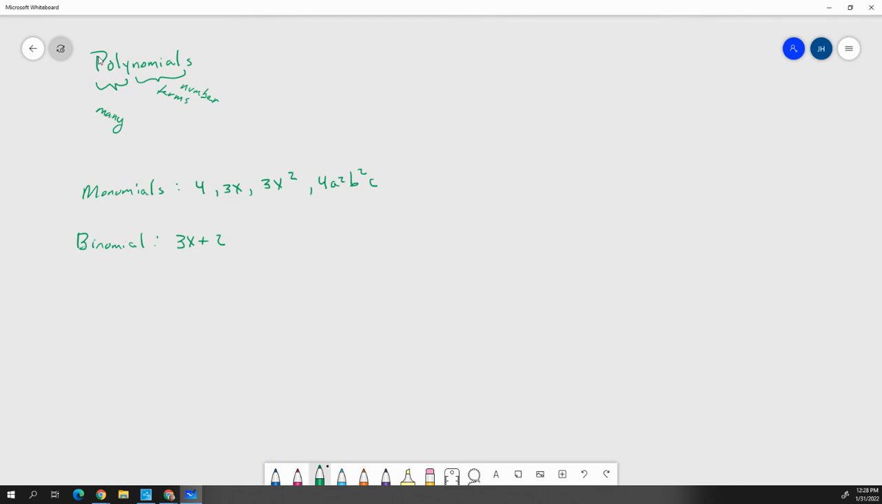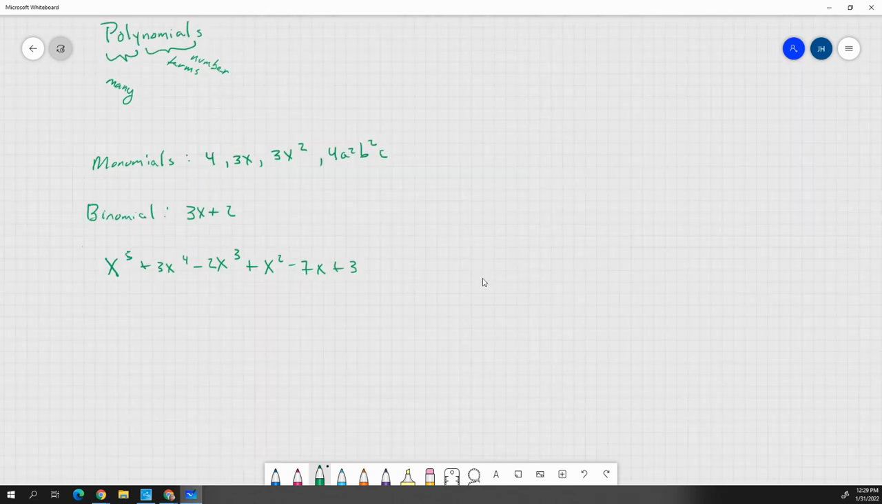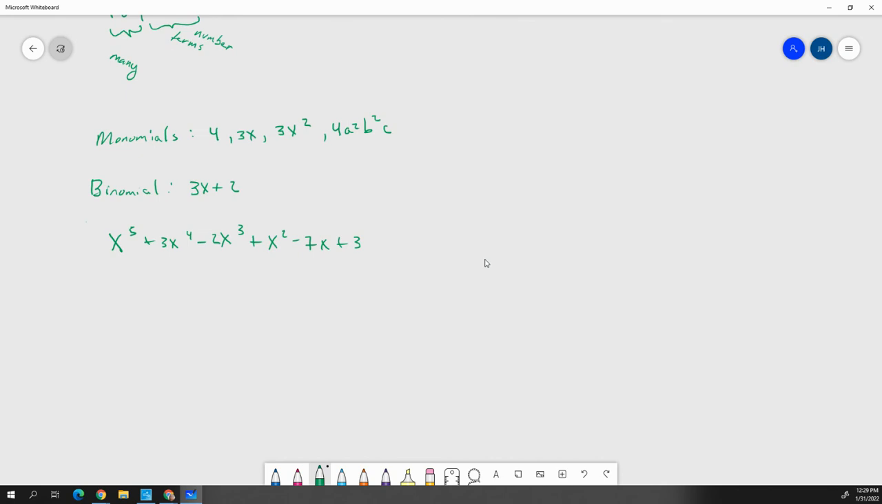Because you notice when we move into binomials and trinomials, we've got powers, right? Like I could have a polynomial that's like x to the 5th plus 3x to the 4th minus 2x cubed plus x squared minus 7x plus 3, right? Because with polynomials we're working with larger degrees, I thought I would start this unit by reviewing the rules of exponents.